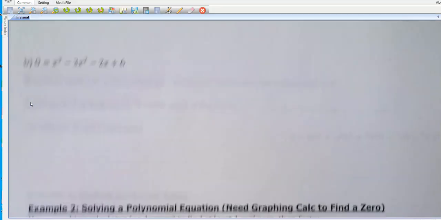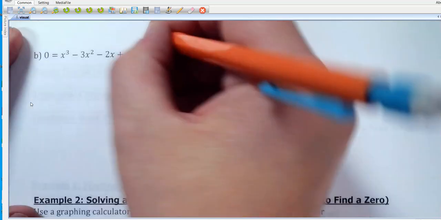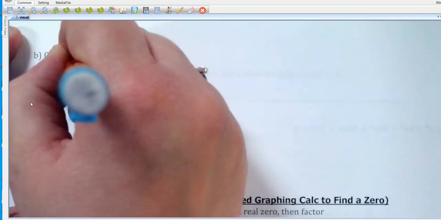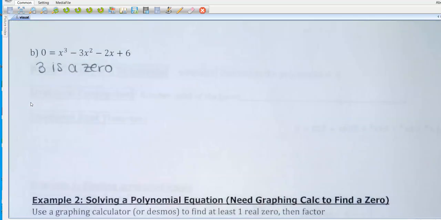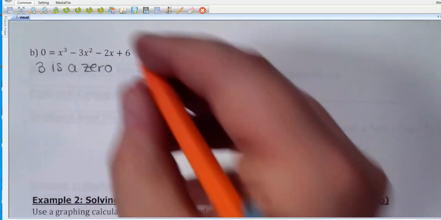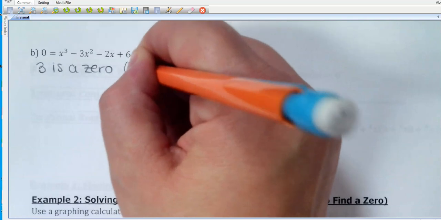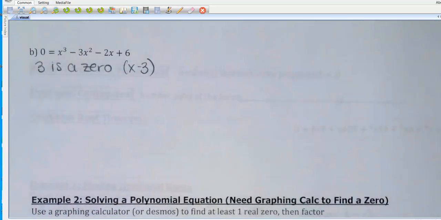Okay, so to get the other 2 algebraically, let me show you how to do it. All right, so I saw on the screen that 3 is going to be one of the 3 answers. So 3 is a 0. That would correspond to x minus 3 as a linear factor. What you want to use that to do is to help you break down that polynomial. So if I know that's a factor, I can divide that into the polynomial to help me break it down.